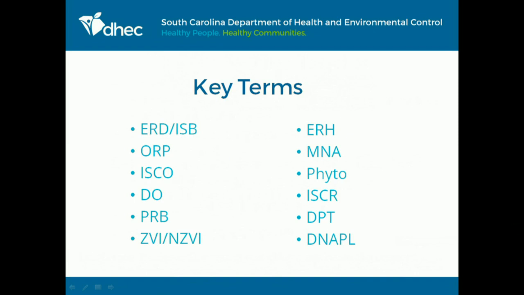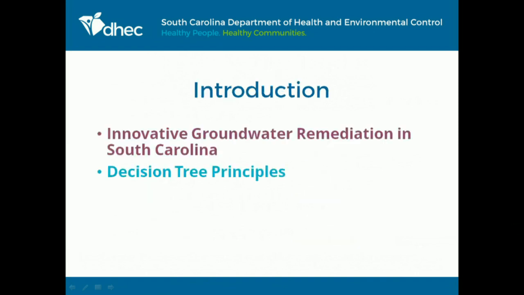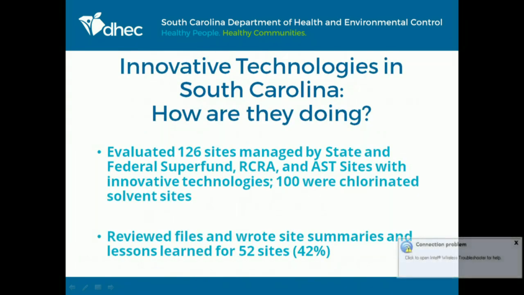And so now I'm going to talk about the information I pulled together on innovative groundwater remediation in South Carolina, which is why I actually put this decision tree together. So a number of years ago, I was looking at innovative technologies in South Carolina, and I was wondering, how are they doing? It had been long enough that a lot of those innovative technologies had been implemented and had monitoring results, and I was curious, are they working? Our expectation is these are the greatest things since sliced bread, and of course they're working. They're going to solve our problems. I mean, the innovative stuff is really cool.